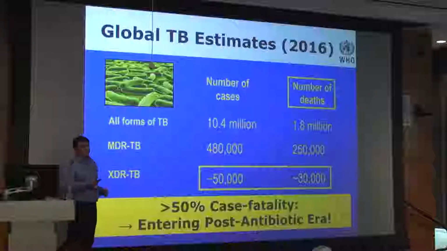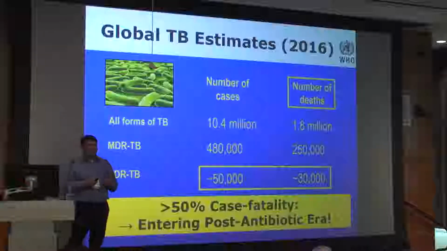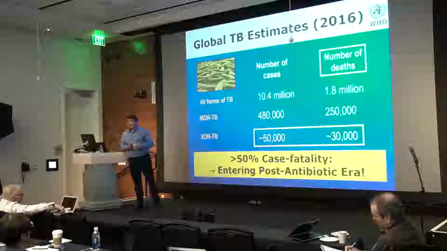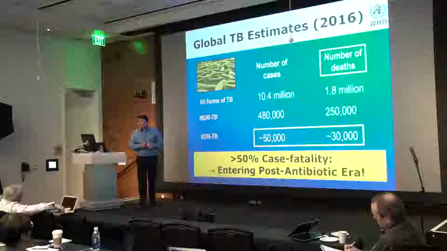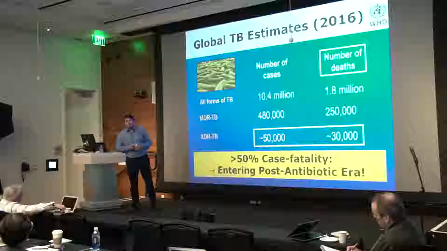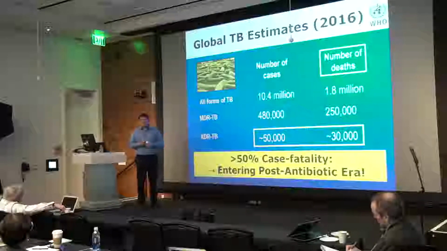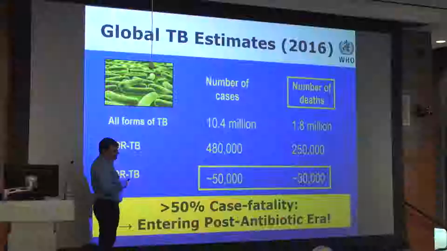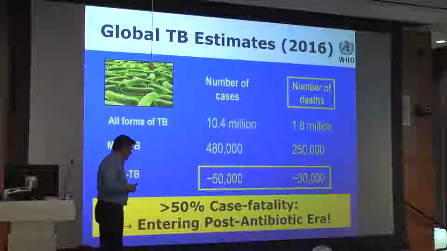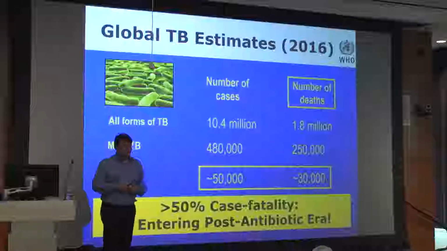If you look at the case fatality, it's more than 50% of multi-drug resistant TB cases who will actually die. And essentially, that's no different from not treating TB at all. If you don't treat TB, roughly 50% of the patients will survive, 50% will die. So TB, as several other bacterial pathogens, has really entered what is known today as the so-called post-antibiotic era.